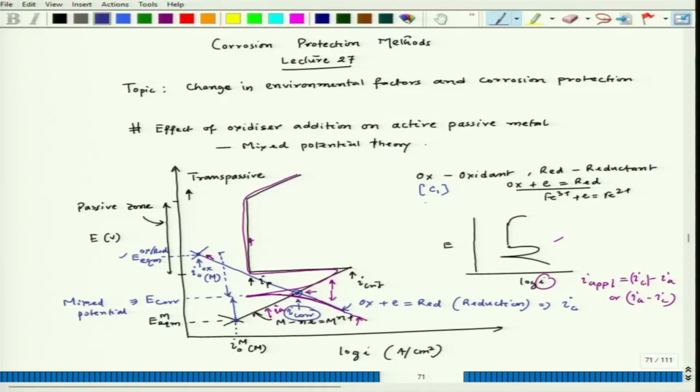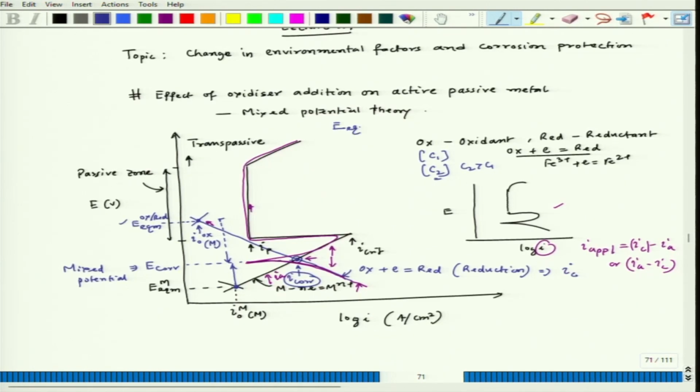Now, we increase the concentration level. The concentration level goes from C1 to C2, and C2 is greater than C1, and let us say I0 does not change. There could be an influence on I0, and that could be very negligible. But if we assume that I0 does not change, which is the exchange current density of that reduction process on the metal surface for that oxidant, and if I increase the concentration, definitely E equilibrium would increase. How? In terms of the Nernst equation.